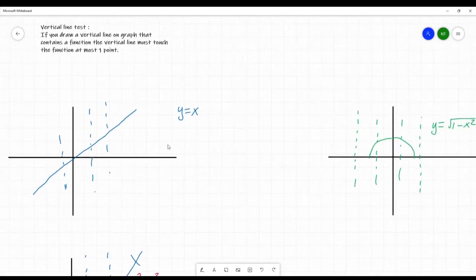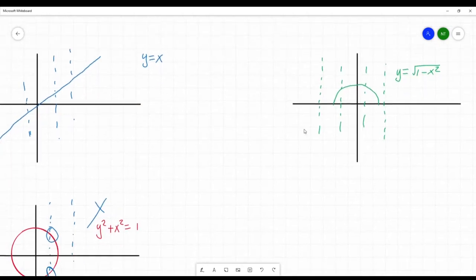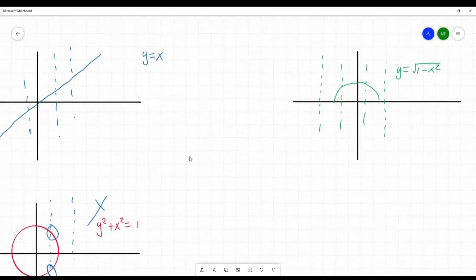If we go back to our definition, it says the vertical line must touch the function at most one point. You could touch it at 0 points. Here it's touching it at 0 points. But if it does touch it, it hits it at most once. So for this reason, this is a function. It's interesting to note that the circle is not a function, but the half circle is. I know my drawing is not perfect, but this is actually a half circle, guys. And the half circle is a function.